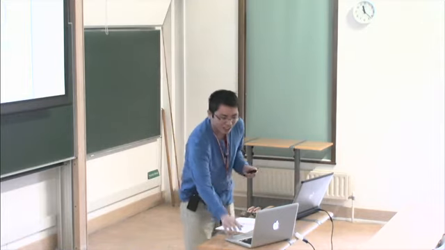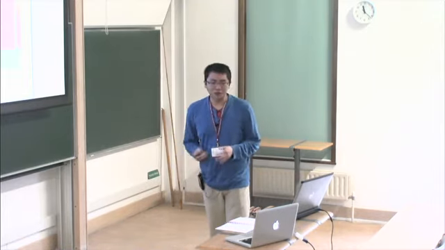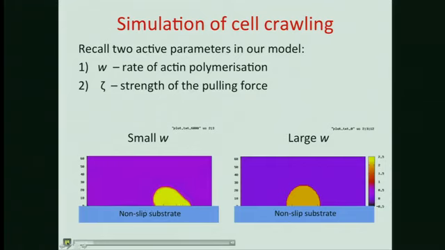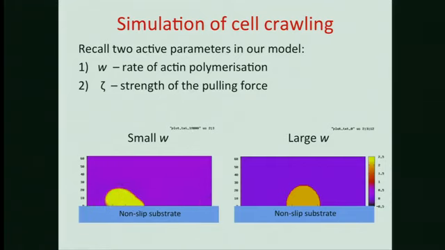So now I will show you a couple of simulations. Here we initialize a droplet on a non-slip surface. Here I make the droplet initially spherical, and the polarization is initially uniform and pointing to the right. Because of the actin polymerization term, this causes the droplet to move to the right.